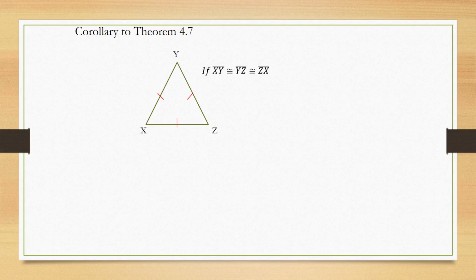If XY is congruent to YZ and it's also congruent to ZX, then we know that all the angles have to be congruent as well. It's just like if all the angles have different measures, then the sides are going to have different measures, and vice versa. Two sides are congruent, two angles are congruent. If three angles are congruent, three sides are congruent.